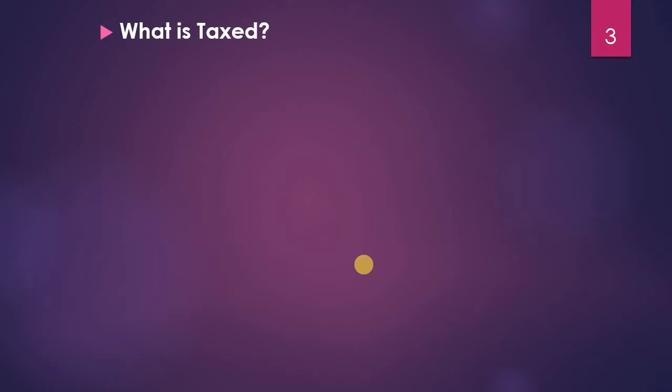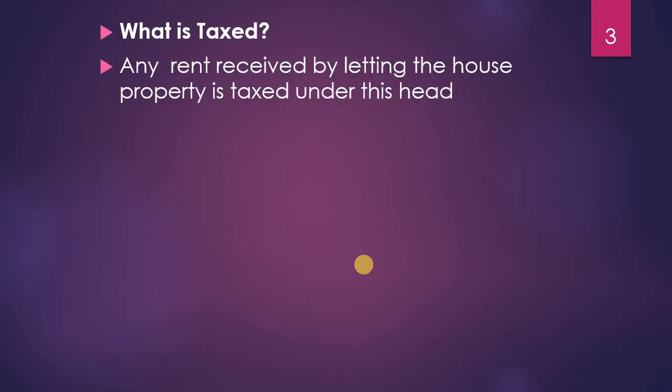So any house property, maybe it may be a building, it may be a farmhouse, it may be a godown, it may be a commercial complex, anything. If you let it to somebody else and you receive rent, that is called income from house property, and that is taxed under this head. So any rent received by letting the house property is taxed under this head.